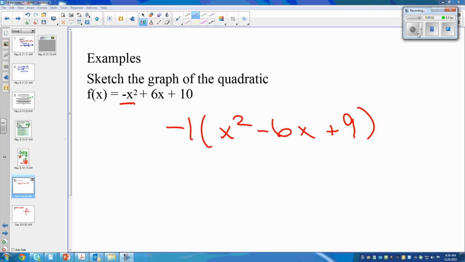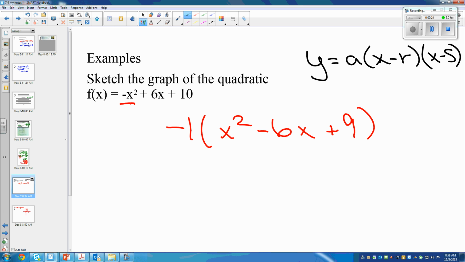So yesterday, when we were working on these questions, we were asked to sketch graphs. And the way I was showing you to sketch graphs was to put it in its factored form, right? Where we had this equation, y is equal to a(x minus r)(x minus s), right? That was that general form that we were dealing with. What were r and s? Your x-intercepts, not your x and y, but just your x-intercepts, right?